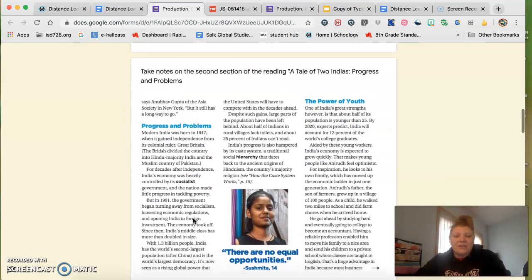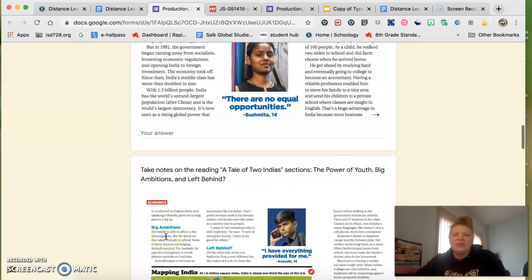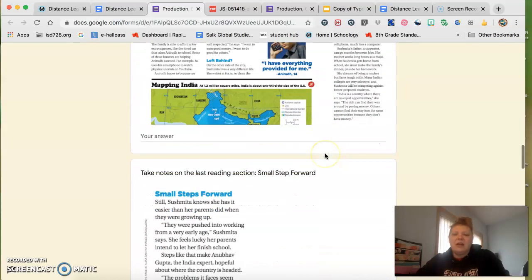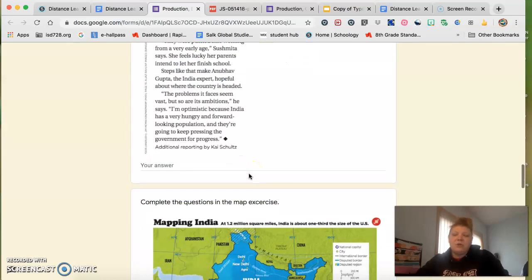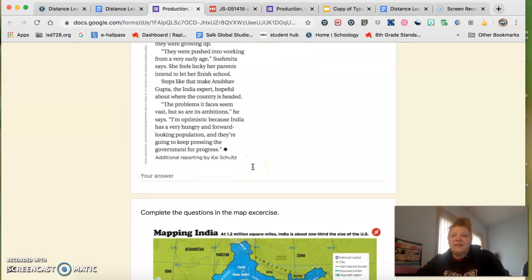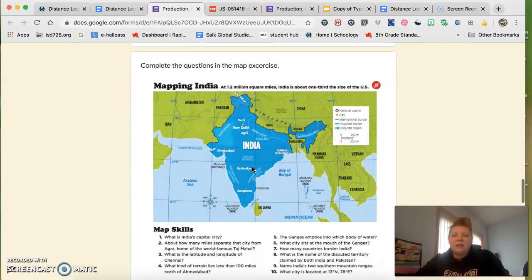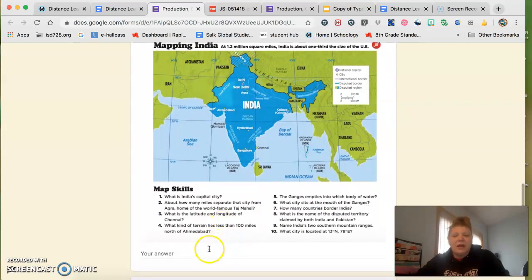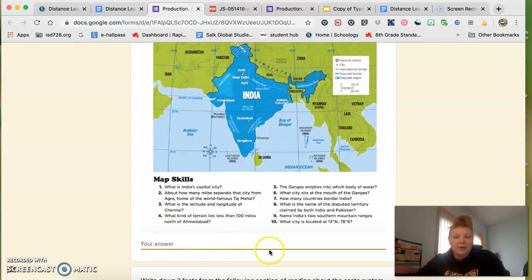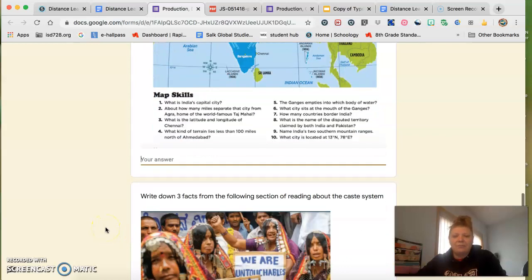And so then you have another section. You're going to take more notes on this section, more notes on this section, and then this is your final section. It's quite small. After you're done with those notes and highlighting the main ideas in each section, you are going to complete the Mapping India map questions here. I posed it just like a paragraph, but all you need to do is type in number 1, and this is the answer, number 2, and this is the answer. Because we haven't done much mapping stuff lately, I think that was a good connection there.